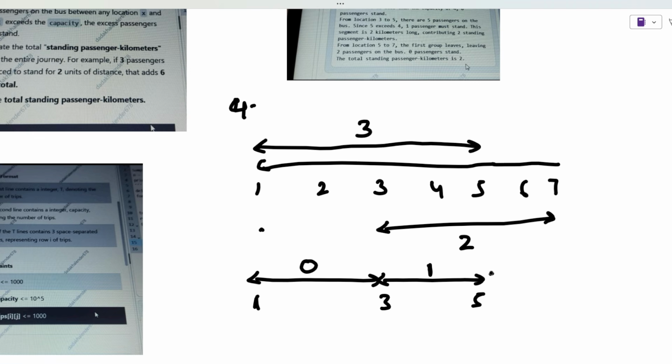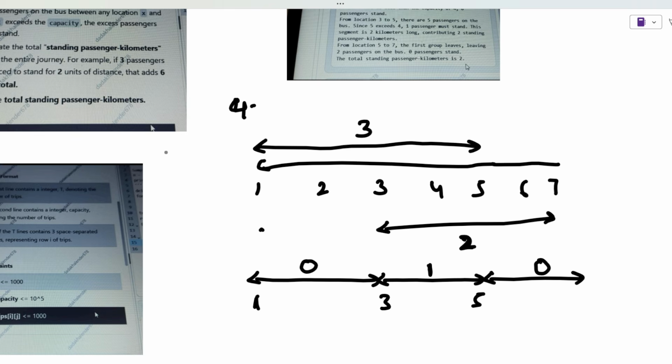Then next is 5 to 7. From 5 to 7, how many passengers are standing? See, at 5, all these 3 people drop out, and from 5 to 7, only these 2 people remain. And the capacity is 4. So it means 0 passengers are standing.